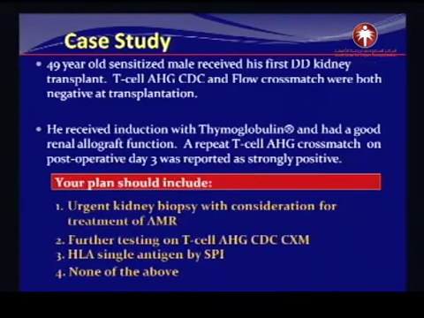Is it clear? So a sensitized male, again, received a deceased donor kidney transplant. At time of transplant, both the T-cell by AHG-CDC and the flow cross-match for T and B were negative. So he had negative cross-match, but being sensitized, received induction with thymoglobulin. And for some reason, the clinician, despite having a good renal function, requested an AHG-CDC cross-match. And the answers are, your next plan should include urgent kidney biopsy, looking for evidence of AMR, further testing on T-cell AHG-CDC cross-match, HLA single antigen by solid phase immunoassay, and finally, none of the above. Is it clear in your mind what the answer is?